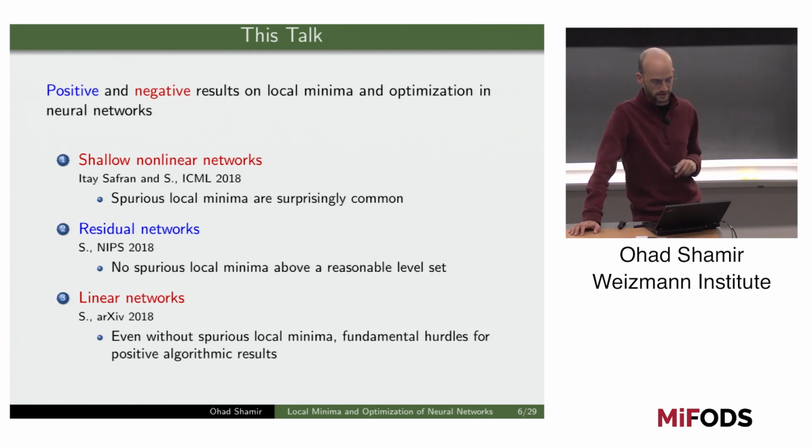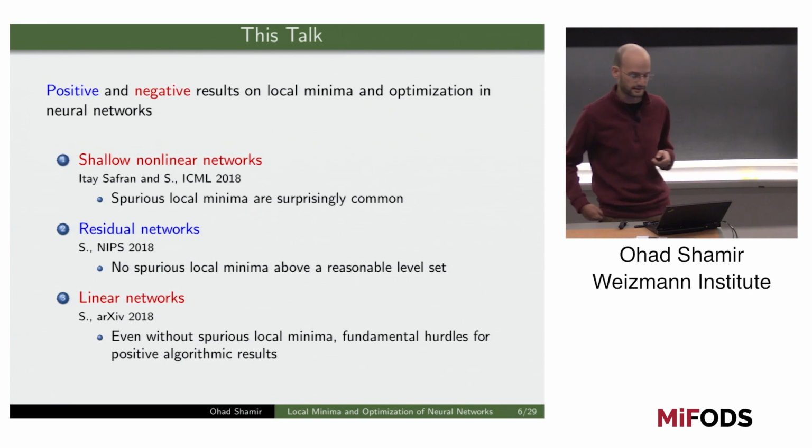Then I'm going to switch gears and talk about residual networks, where the result there would be of a somewhat different flavor, that maybe there are spurious local minima, but their values are not too bad in a certain sense. And finally, I'll discuss some more recent work in the context of linear networks, which exemplify how even in situations where there are no spurious local minima, such as in the setting that we will consider here, there are still some pretty fundamental hurdles to show some positive algorithmic result for something like gradient descent.